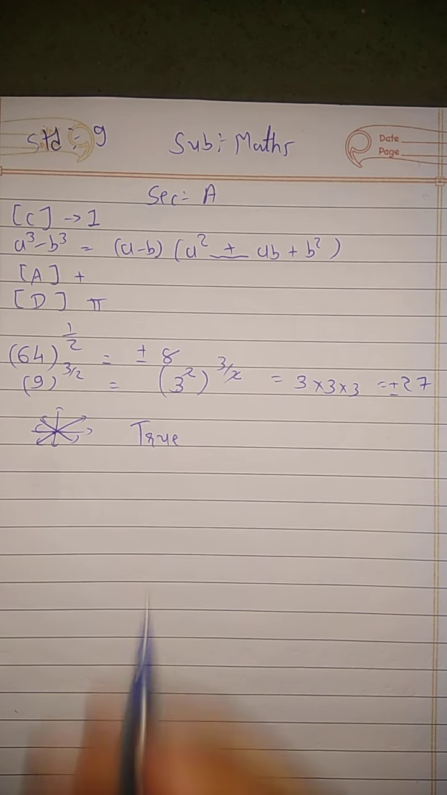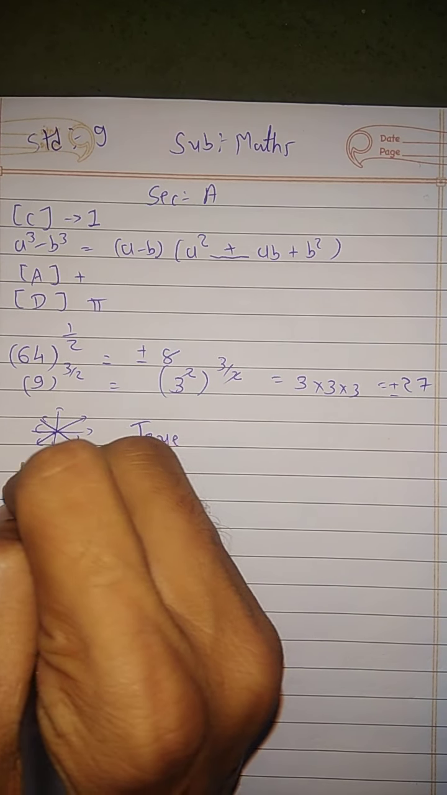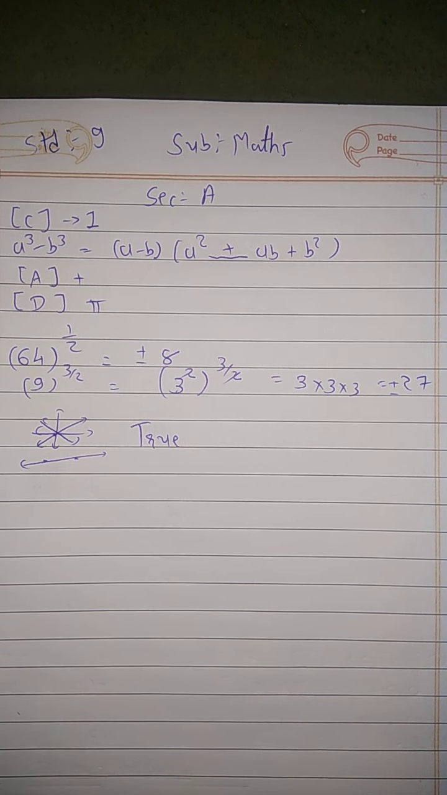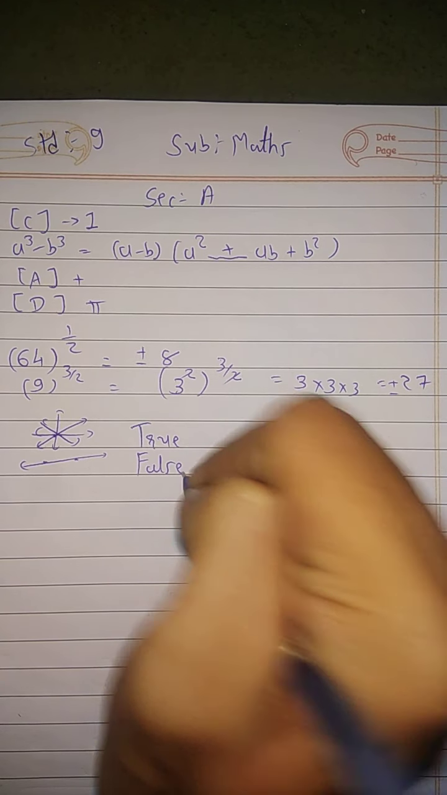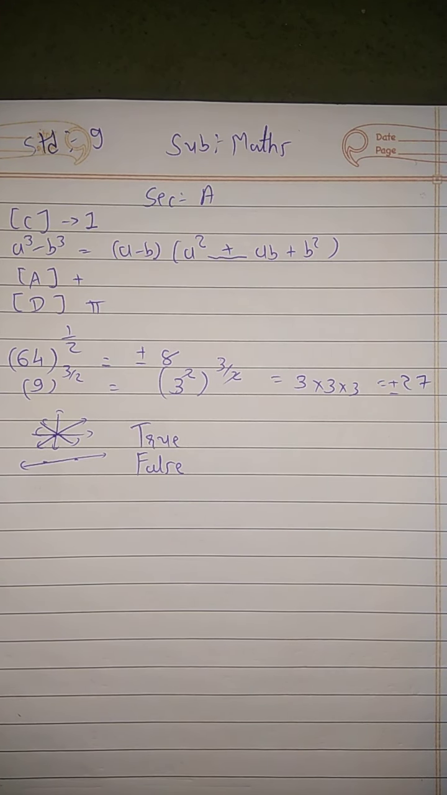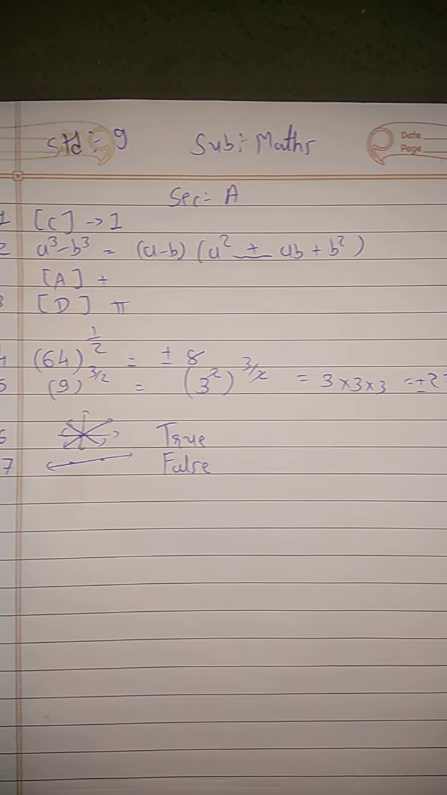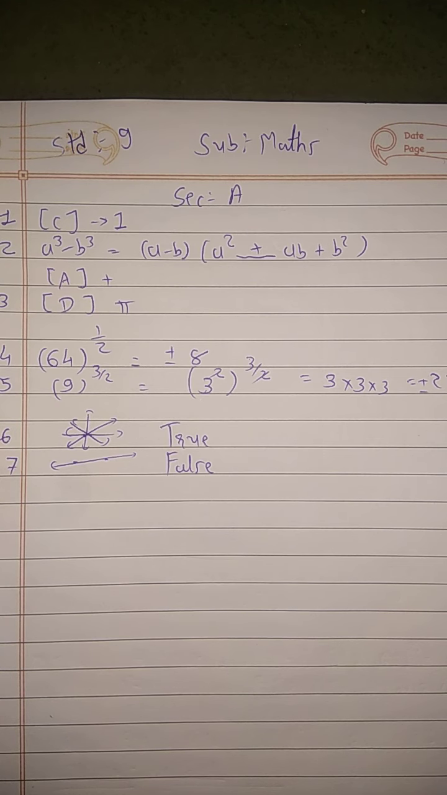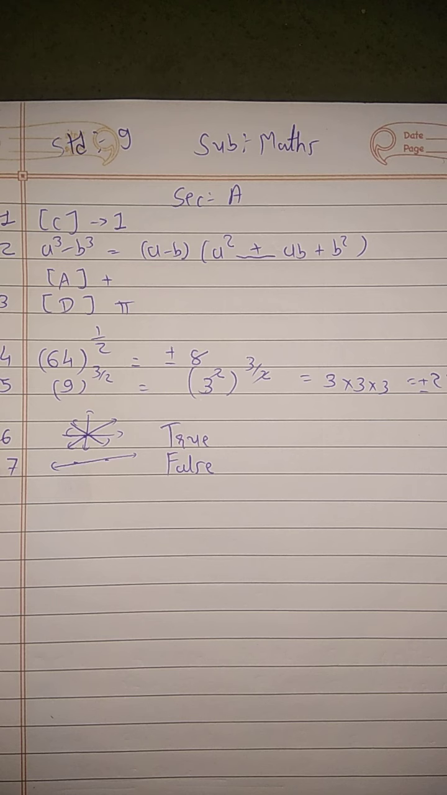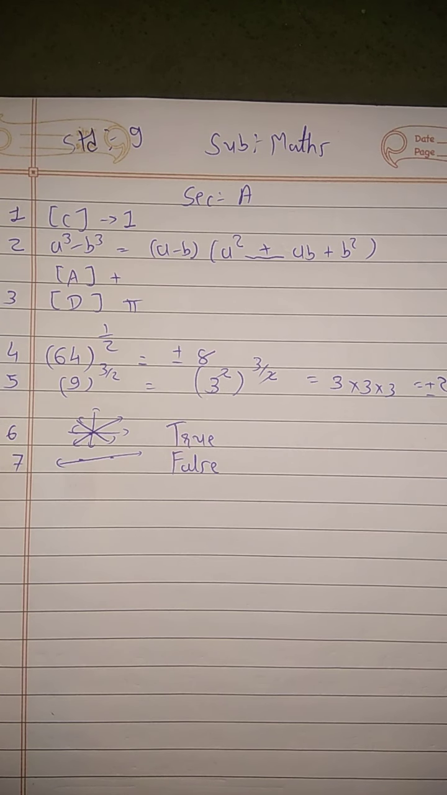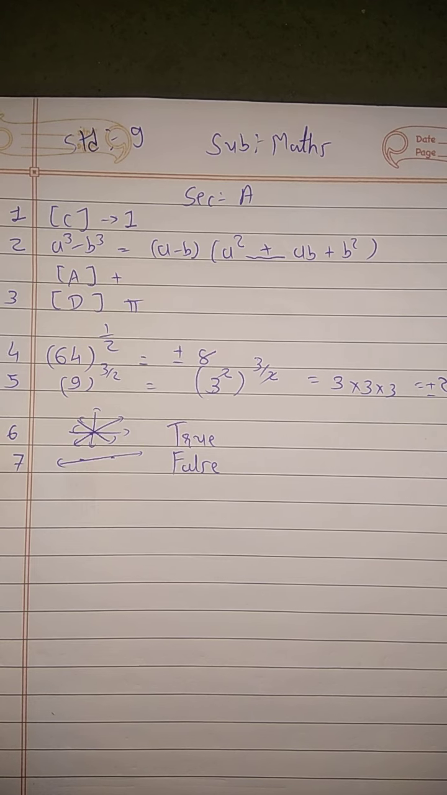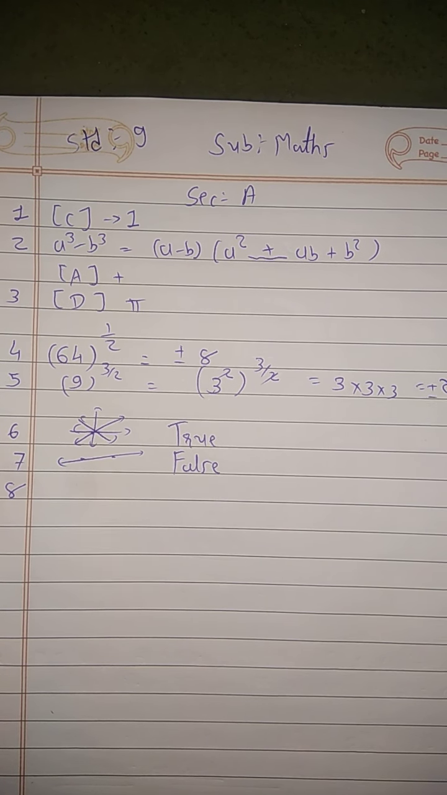points. From two distinct points we can pass only a single line, we cannot pass an infinite number of lines. So this statement is false. So the 6th number is true, two lines can pass through a single point, and the 7th is false.